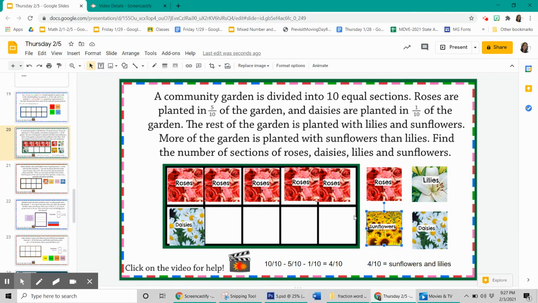So you can't do 2 and 2, right? It's not equal, so it will not look like this. It is not 2 lilies and 2 sunflowers because it says in the question you need to have more sunflowers than lilies. So you need to figure out with the number 4 here, how can you have more sunflowers than lilies? And then you can go ahead and fill that in.